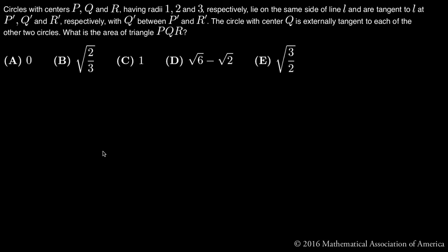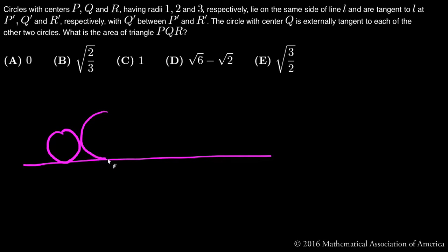Okay, so what I have here is a line and three circles. I have a circle centered at P, a circle centered at Q, and a circle centered at R. The first time I looked at this, I thought these might be collinear, with an area of 0, not even a triangle, but that doesn't actually end up being the case.